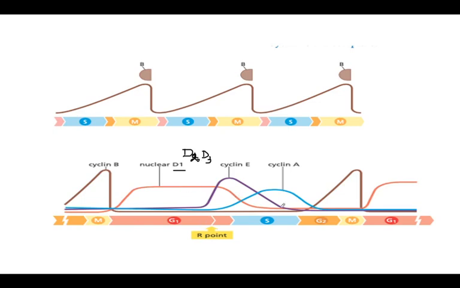Then there is a reduced expression of cyclin D, followed by an upsurge later on in the G1 phase again. Cyclin B has already been described in the figure above, and cyclin E expression is short-lived, but it is present in late G1 phase and tapers down in the S synthesis phase of the cell cycle.